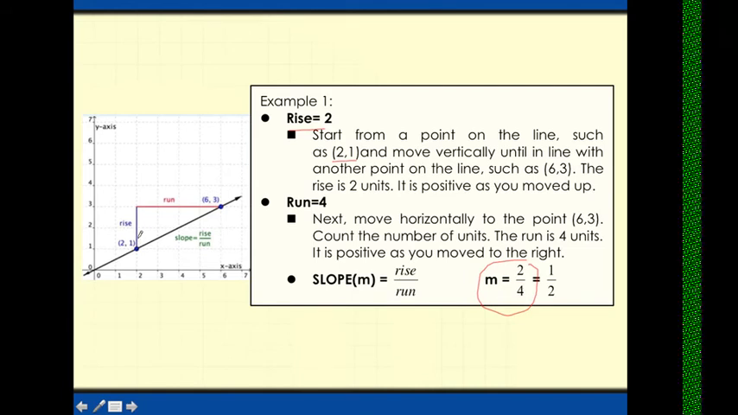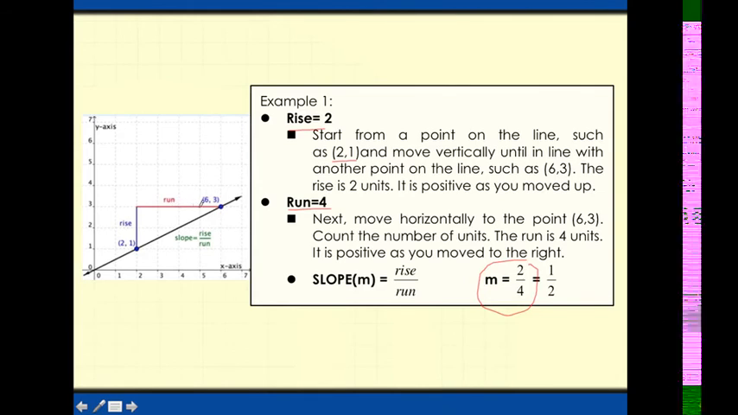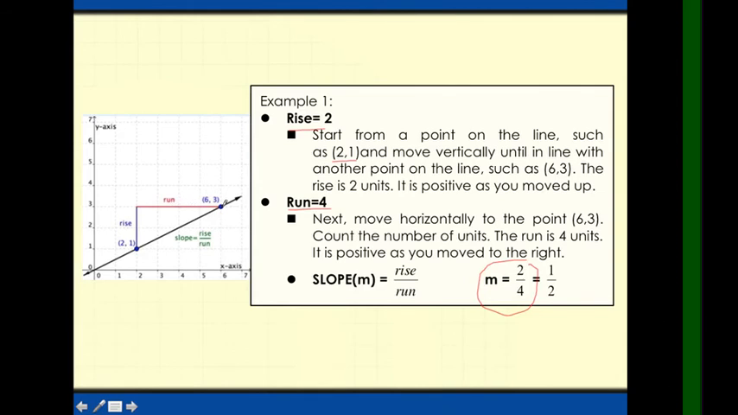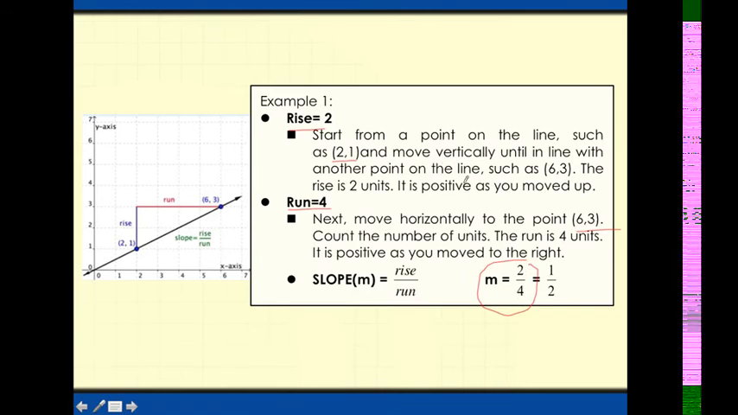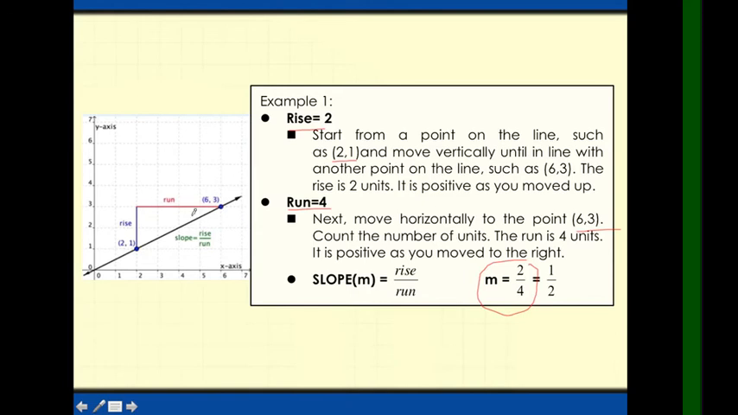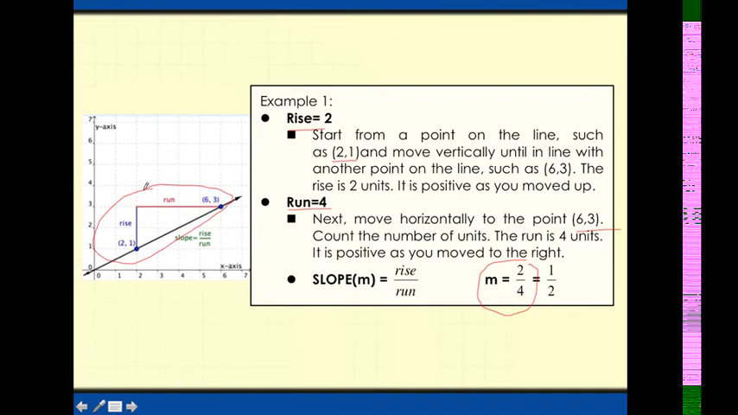So we will just count going upward kasi positive. So we have 1 and 2. And then for the run, we have 4. So we have 4 going to the right kasi we have positive. So we have 1, 2, 3, and 4. Okay? And the point that we have is 6, 3. Again, 6, 3 is given here. Okay? Given yung dalawang points na yun. Kaya nga nakuha yung slope na 2 over 4 kasi given yung point na 2, 1 at saka 6, 3. So, this one is what we call our slope. Okay? So, this slope is 2 over 4. The rise is 2 and the run is 4.